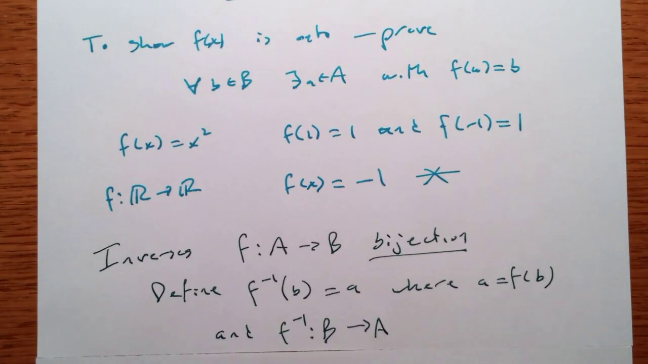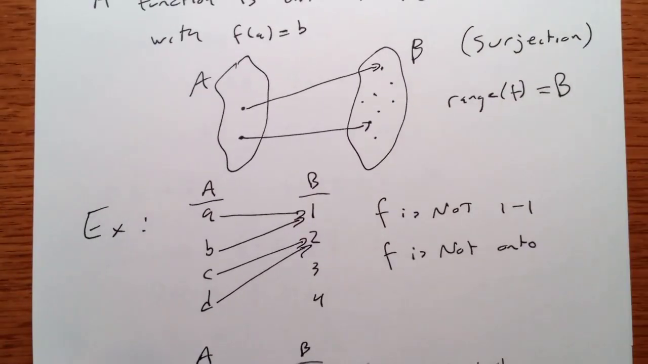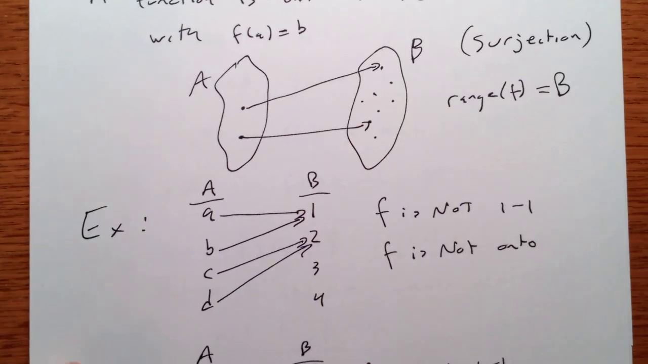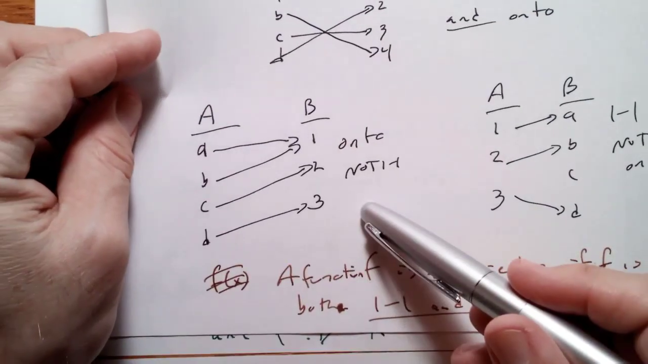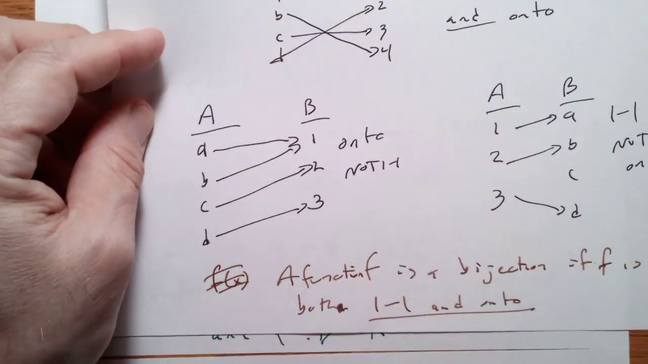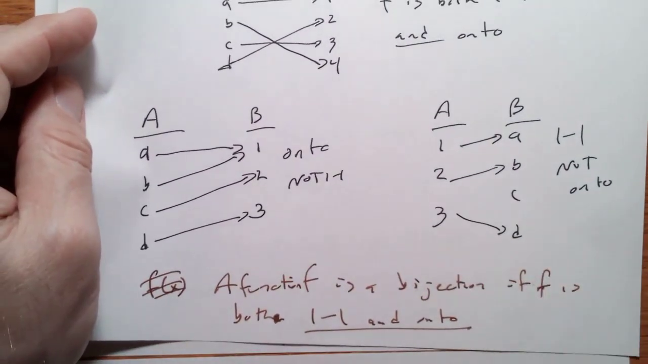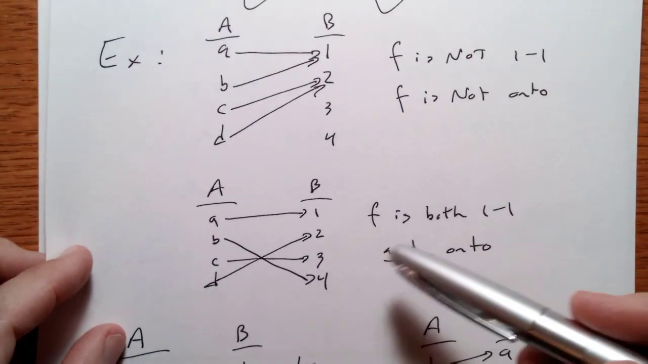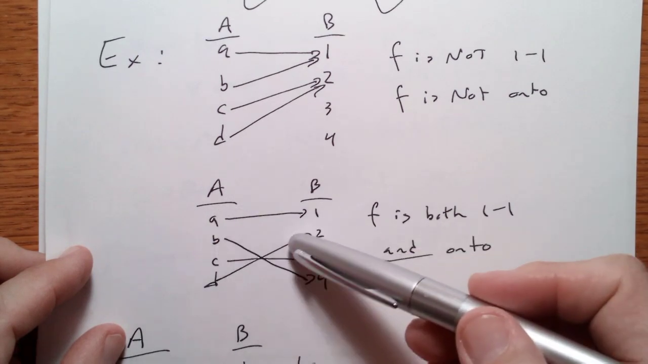Let me go back to my previous picture. This function is not onto. I don't have an inverse for 3. This function is not one-to-one, so if I try to take the inverse of 1, I don't know which thing to go to. Not onto, can't get back from C. Because this is both one-to-one and onto, I just have to turn the arrows around.